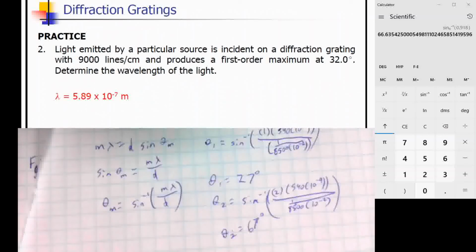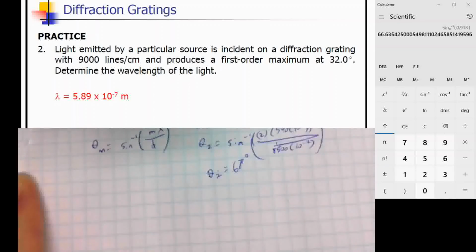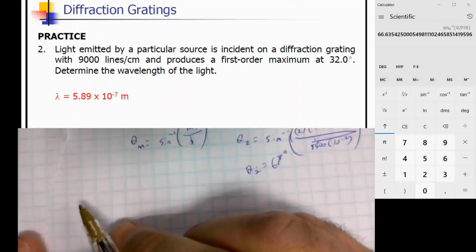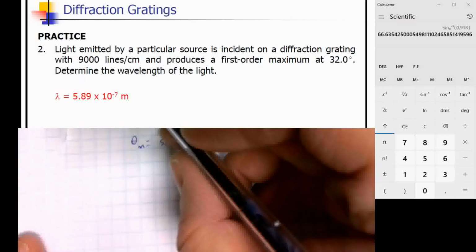Let's look at another problem. This one says light emitted by a particular source is incident on a diffraction grating with 9,000 lines per centimeter. It produces a first order maximum at 32 degrees. We're asked to determine the wavelength of the light. So first let's rearrange the equation.